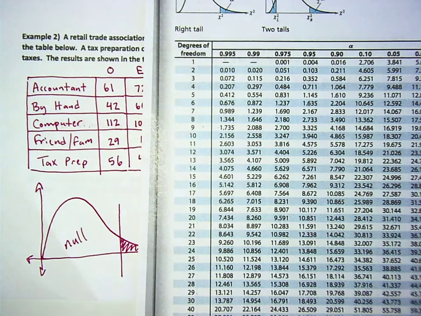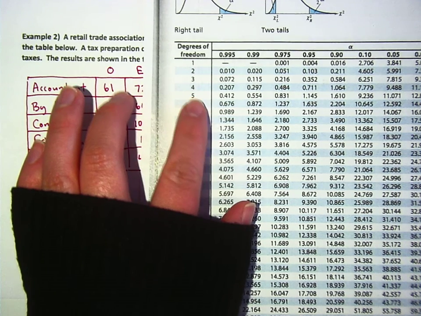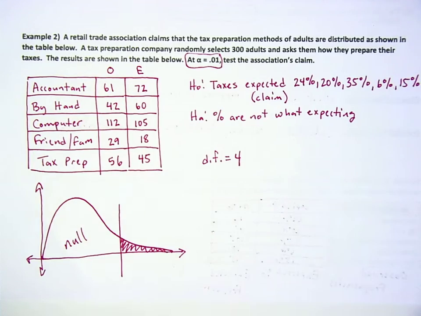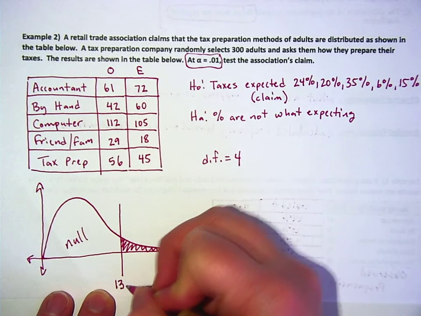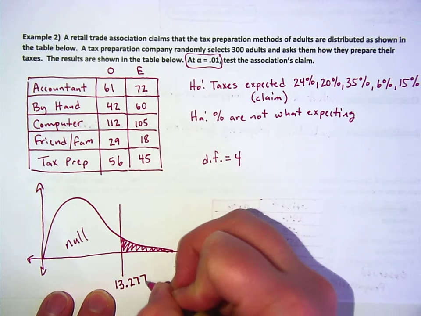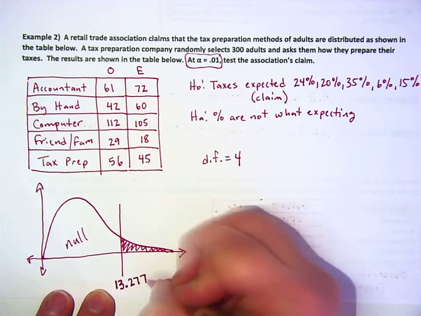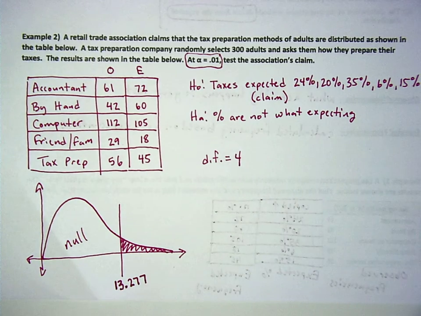And then you need to look up, it actually reads from the right instead of from the left. So on this one, you will only look up 0.01. 13.277. Yeah. Okay. And now we've actually got to do the test.